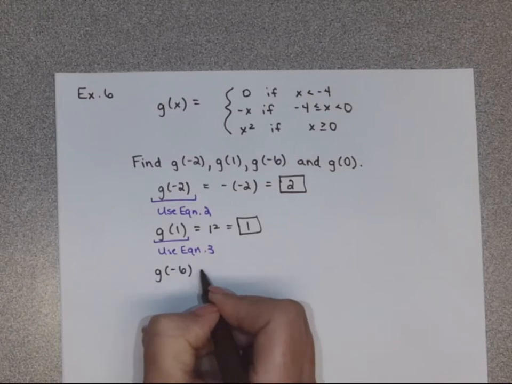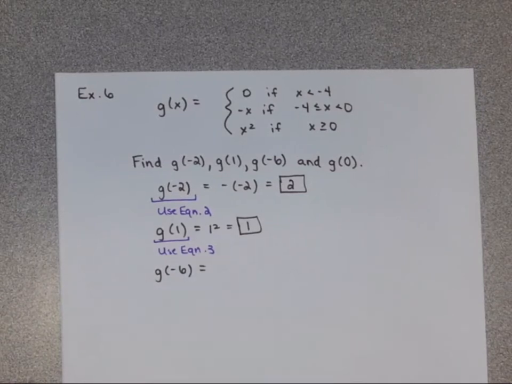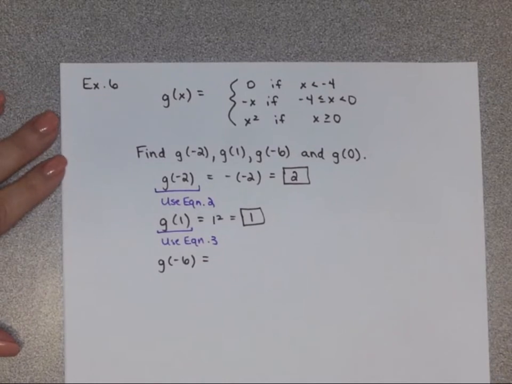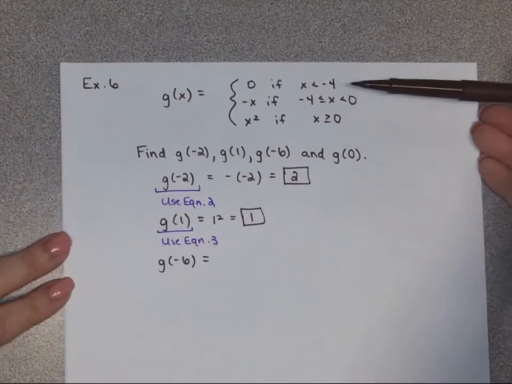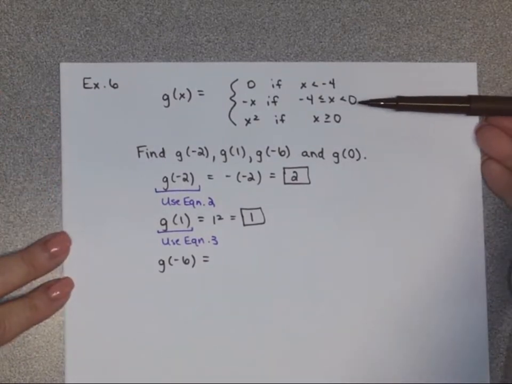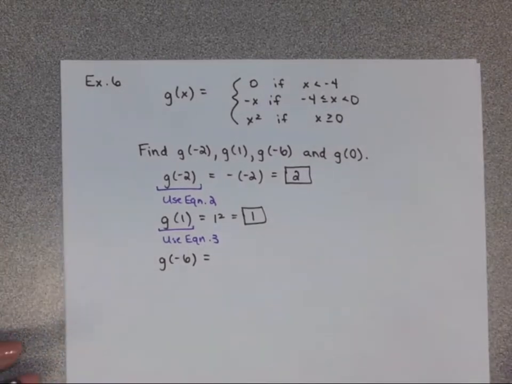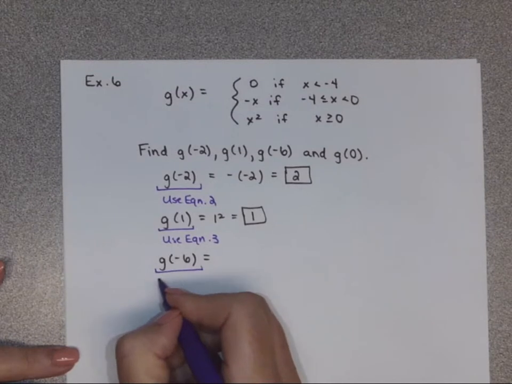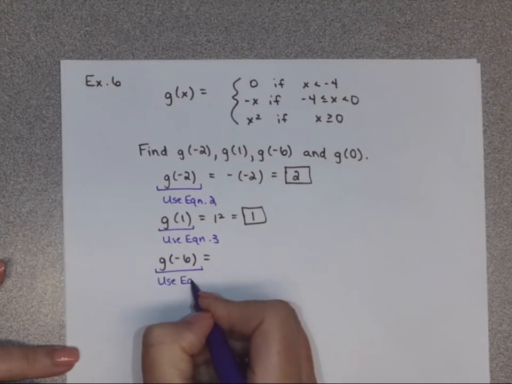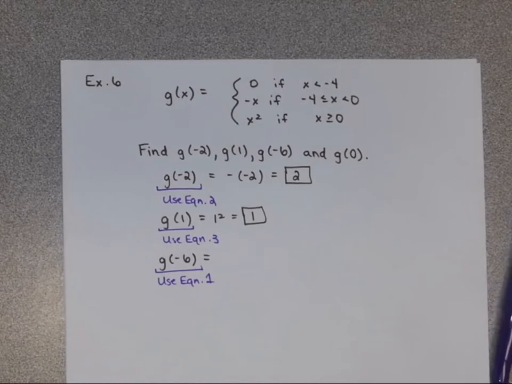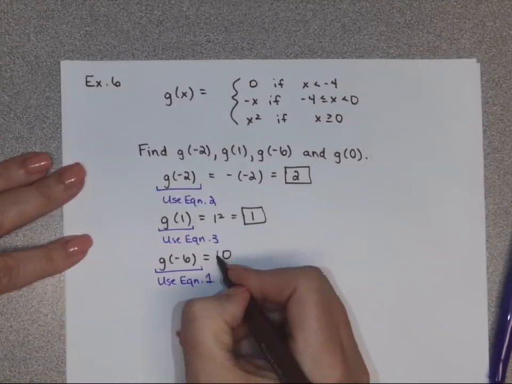Okay, g of -6. So again, just go through your list, right? Which category does -6 fall in? Is it less than -4? Is it between -4 and 0? Or is it greater than 0? It's less than -4, right? Which means I should be using what? Equation 1? So not a whole lot to equation 1, though. What's the answer if you're using equation 1? Yeah, the answer is 0.